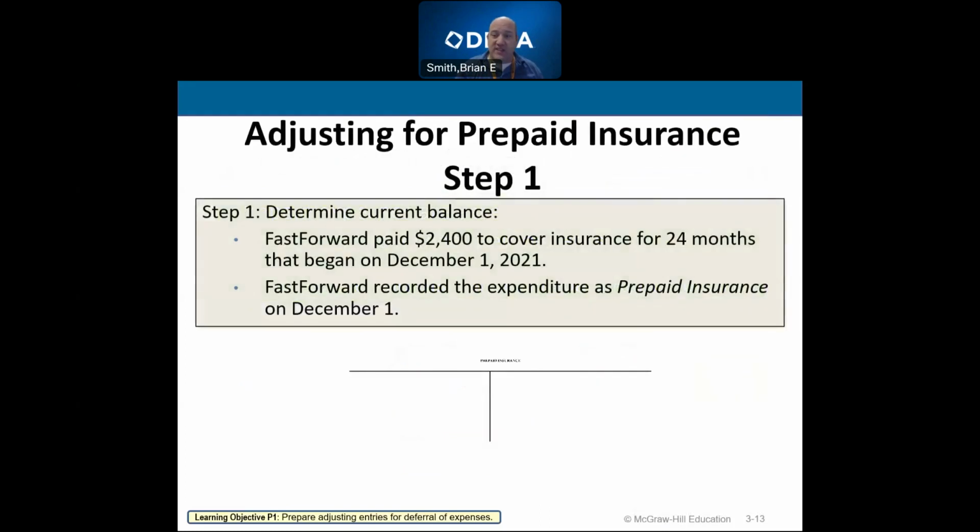Okay, so let's take an example here of that $2,400 of insurance. We paid for 24 months that began on December 1st, 2021. So what we do is we're going to debit our prepaid insurance and we're going to credit our cash, because we've prepaid it, meaning cash has gone out.